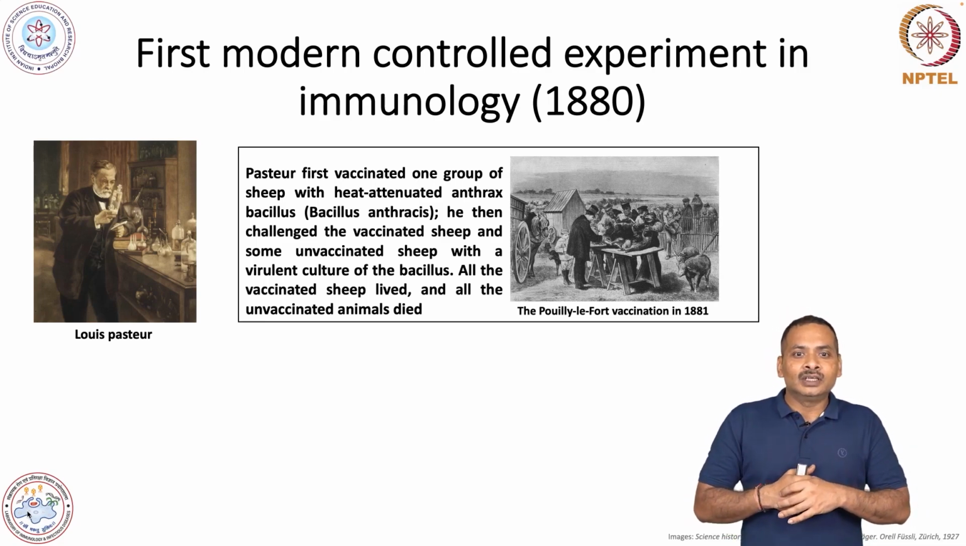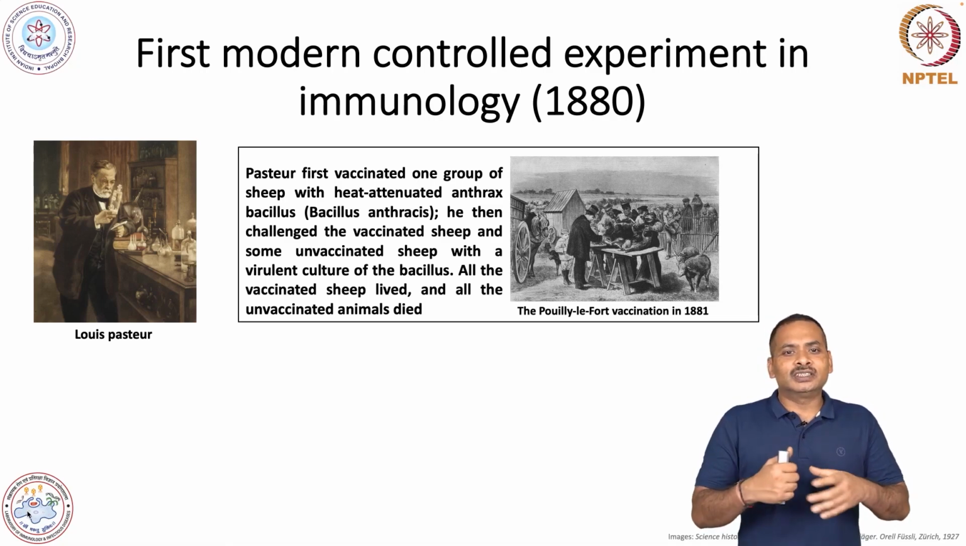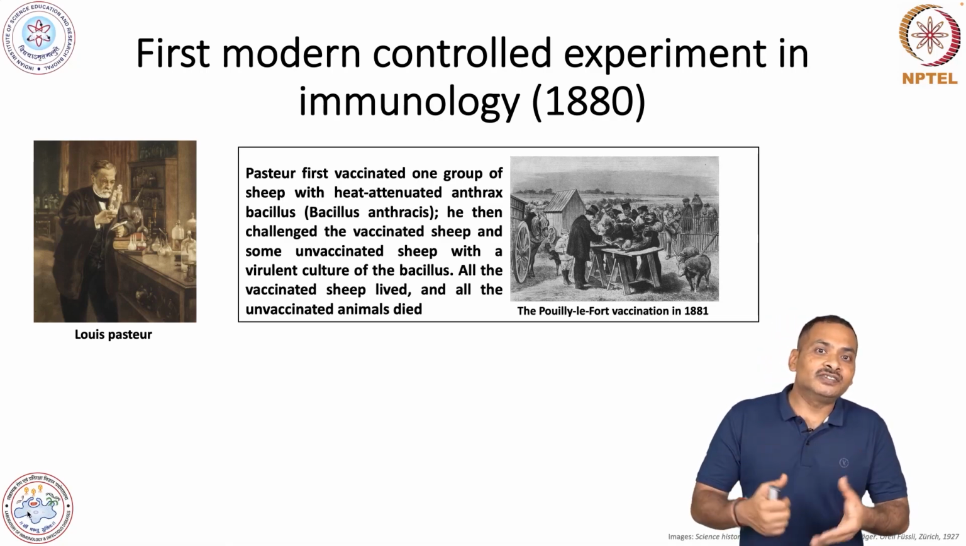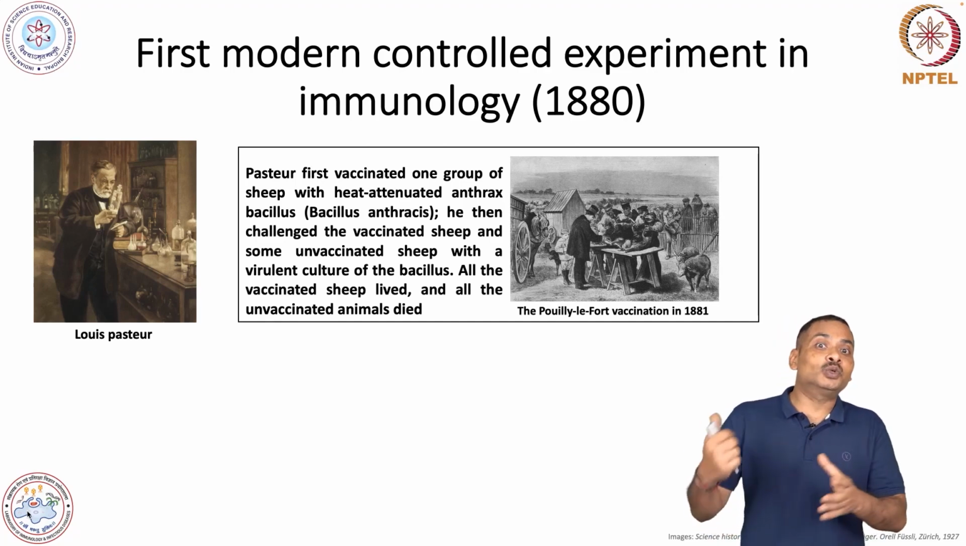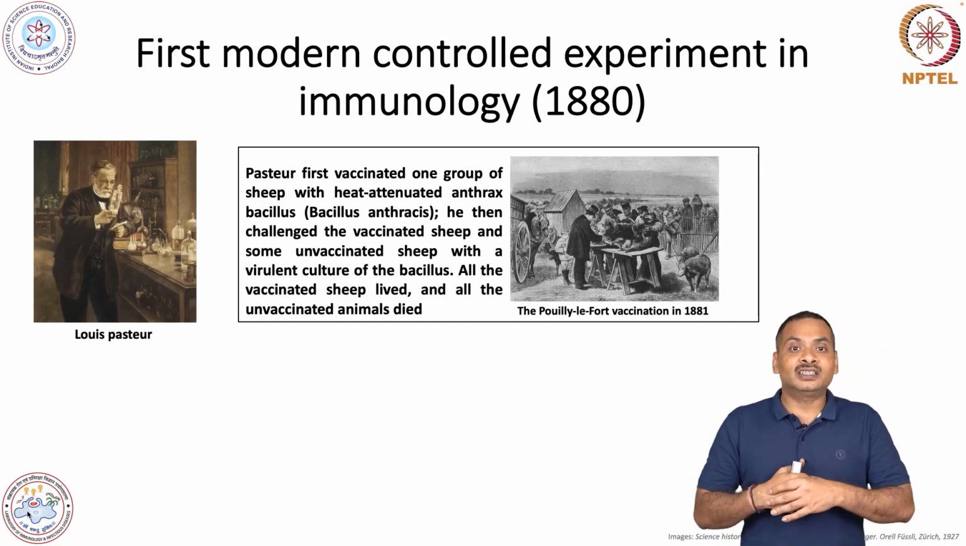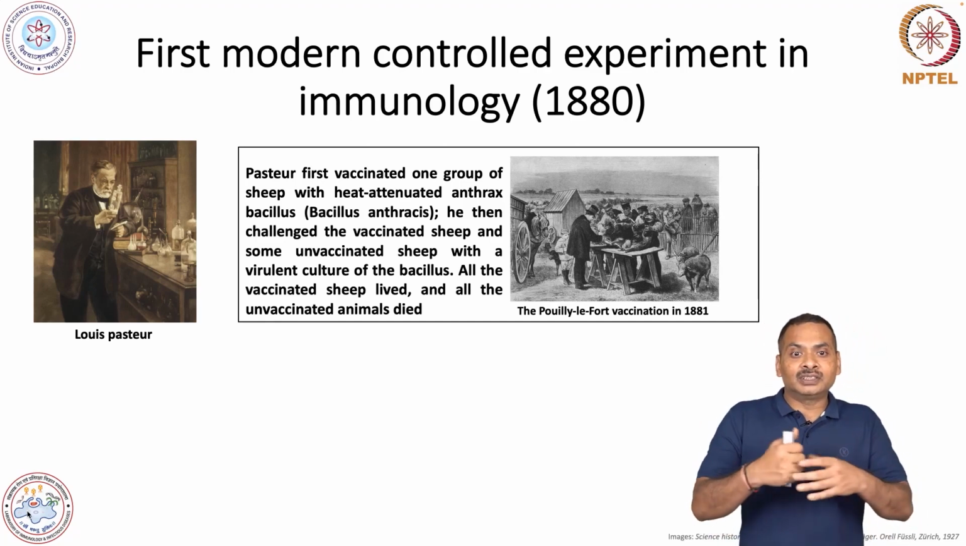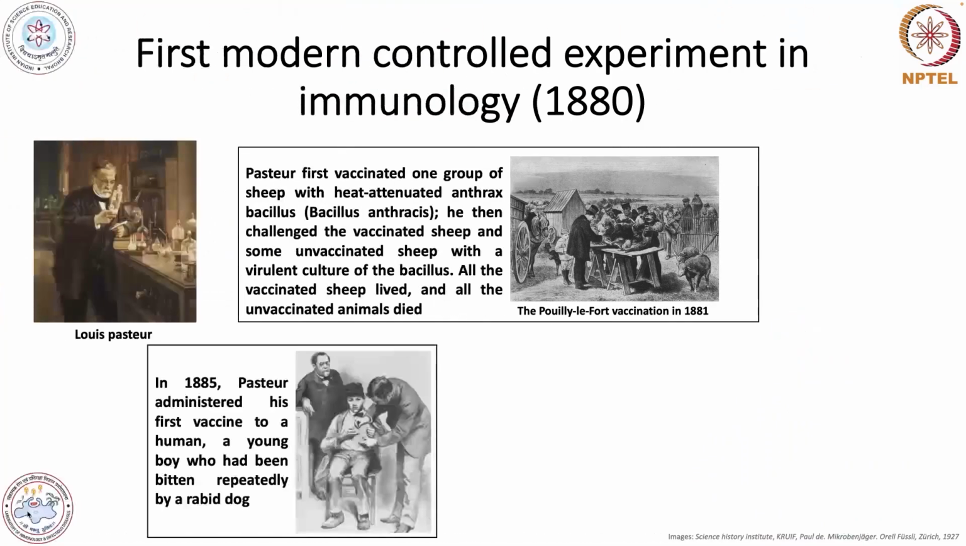So he basically showed that sheep which received the attenuated anthracis were protected from Bacillus anthracis infection. Okay, so that was his very important work. Besides this, he also worked with rabies, and he made this vaccine. And for all the work which he did during that time, in current literature he is considered the father of immunology.